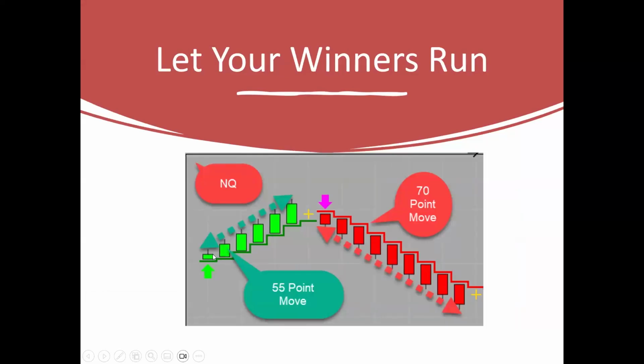All right, so something that we've all heard a million times is let your winners run. But you really need to have a system. We talked about that a little while ago, the importance of having a system. A system is going to help you keep in these trades for the bigger moves. Now, this is a NASDAQ chart using the NaviRenko chart for a 55-point move up, consolidate, and then reverse back down for a 70-point move.